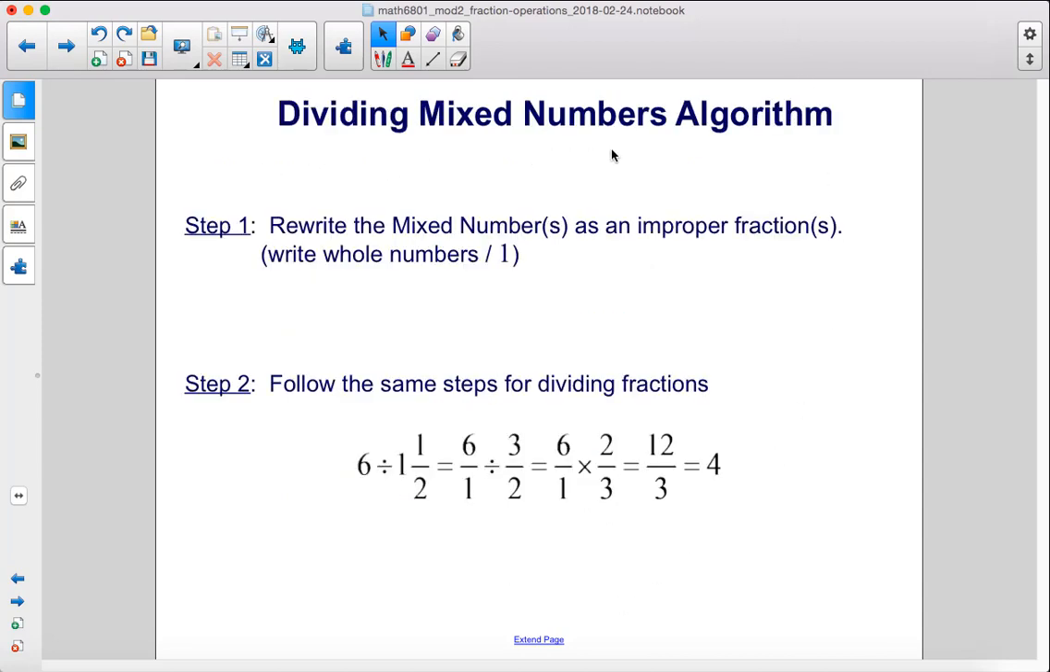Here's the dividing mixed numbers algorithm. Step 1. Rewrite the mixed numbers as improper fractions. You rewrite the whole numbers as being over 1. Step 2. Follow the same steps for dividing fractions.